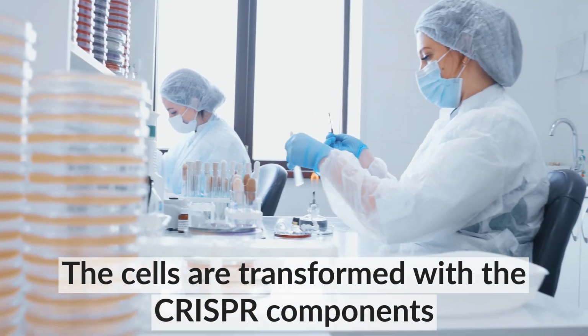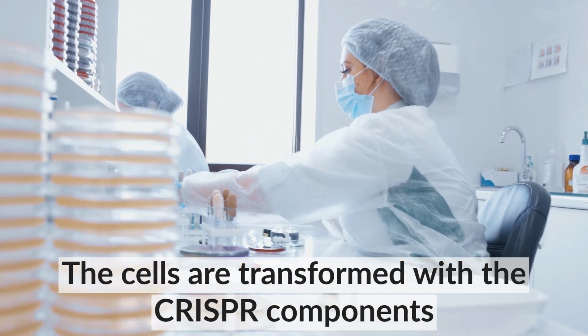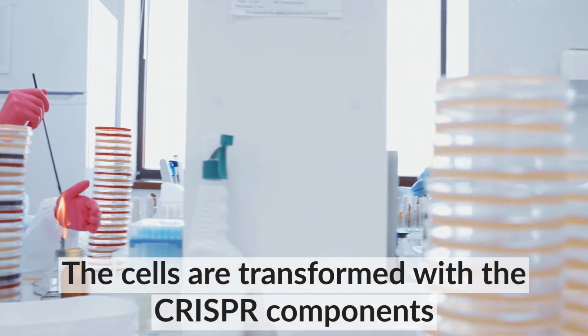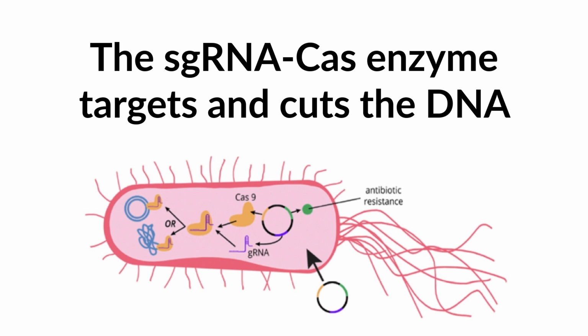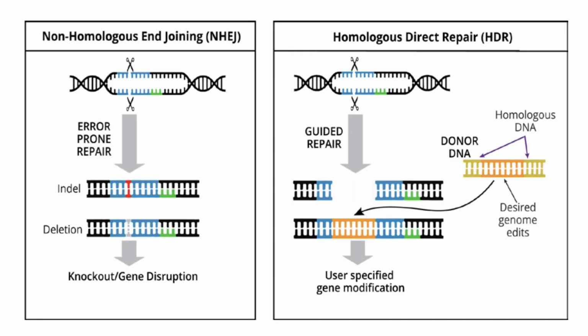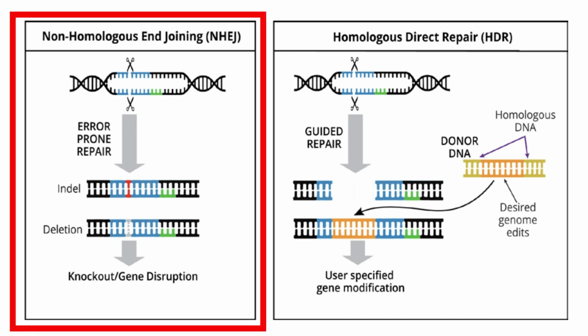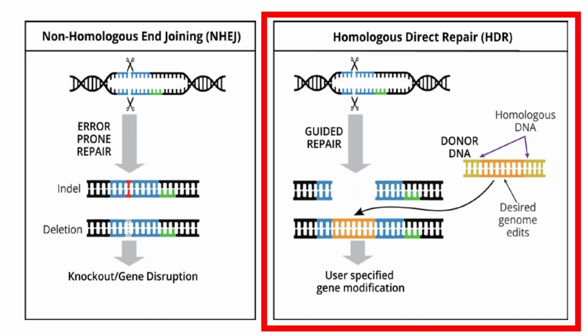This involves transforming the cells with a DNA construct containing the CRISPR RNA and the Cas enzyme. Once inside the cell, the sgRNA and the Cas enzyme are expressed. The complex looks for a match between the RNA and DNA. When it finds a match, the Cas enzyme cuts the DNA, triggering the cell's repair mechanisms. There are two main DNA repair pathways used to fix the cut: non-homologous end joining, NHEJ, or homology-directed repair, HDR.